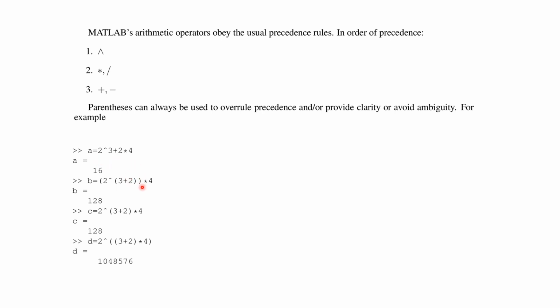Now you can change that order by using brackets. So for example, if we want to take 2 to the power 3 plus 2, so instead of this here, we bracket the 3 plus 2. The bracket is applied first. 3 plus 2 is 5, 2 to the 5 first, and then you multiply by 4, and so on. So if there's any possibility of confusion, use brackets to indicate the order in which these operations are performed.